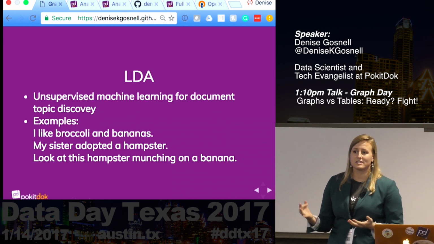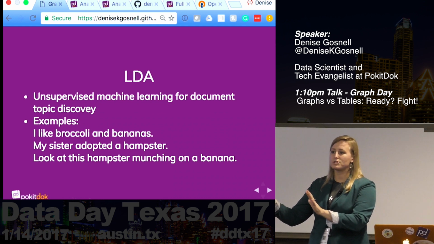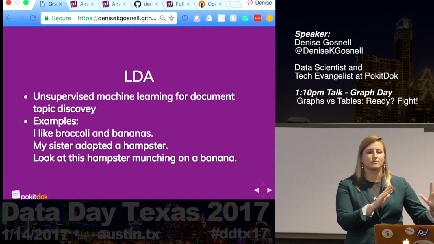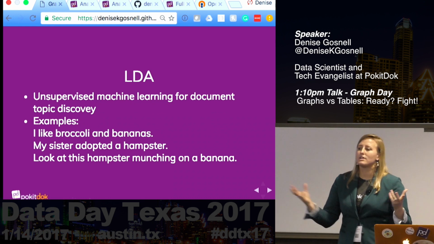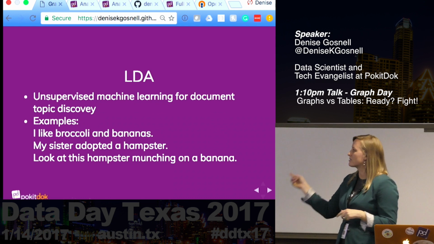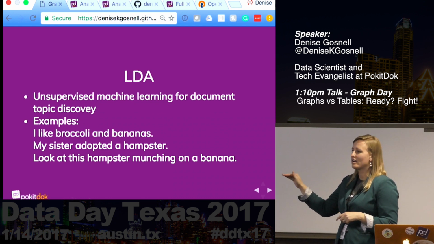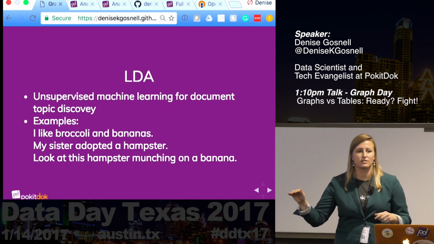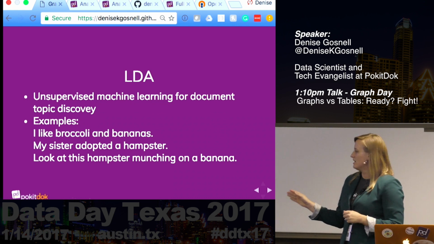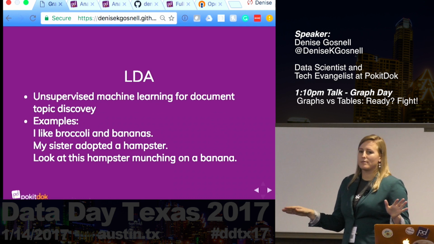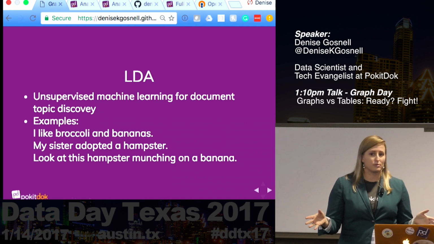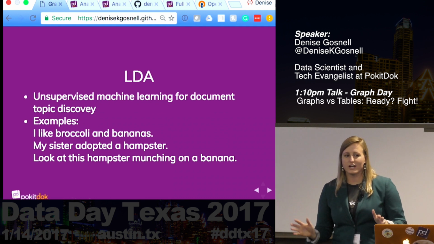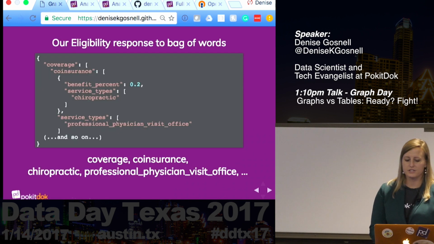As you're looking at these 3 sentences, you've got food as an option. We've got pets or animals as another option. Once we determine those are the topics, LDA goes back and says, all right, sentence 1, 100% about food. Sentence 2, 100% belongs in the hamster or animal category. Sentence 3 is going to be 50% about food and 50% about animals. Really high level on LDA. That's what we wanted to do.